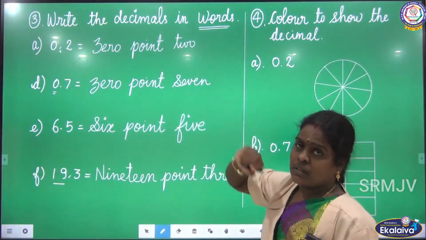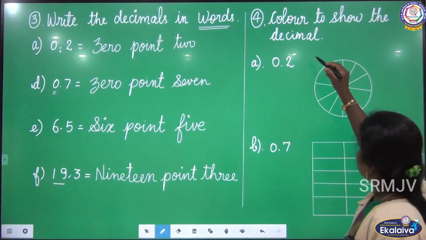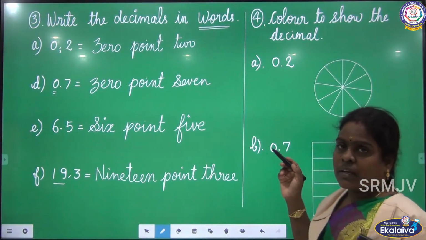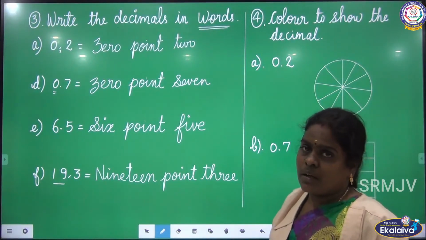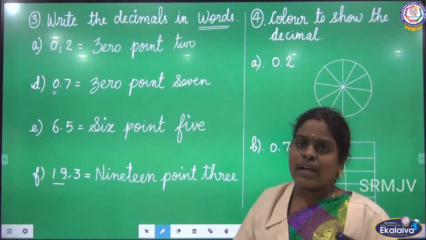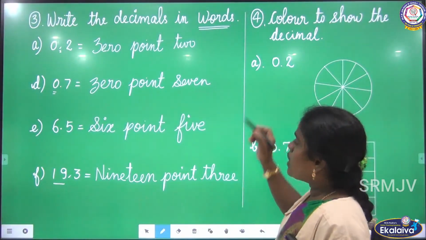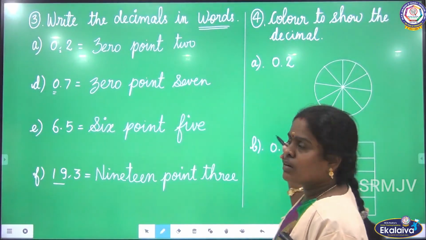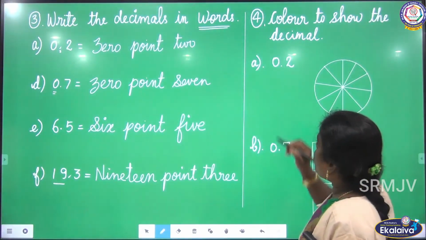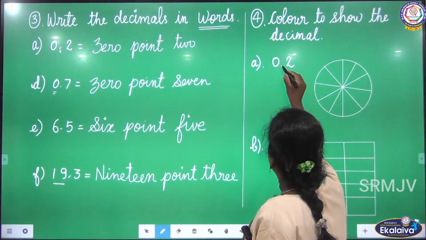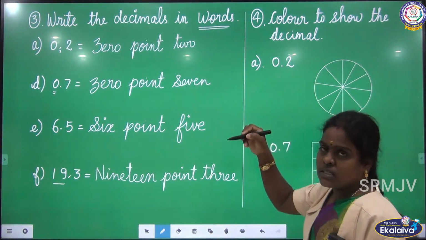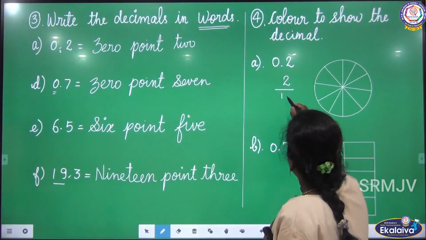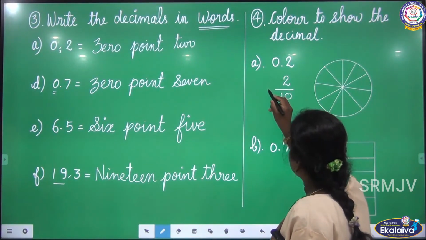So as you read, you have to write the number name. That means the word. Look at the next Roman letter. Color to show the decimal. Here a decimal is given and a picture is also given. First we need to find out the fraction for the given decimal, because for the numerator we have to color the given shape. So here 0.2, we have a dot before a digit. So definitely the numerator will be 2 and the denominator will be 10.